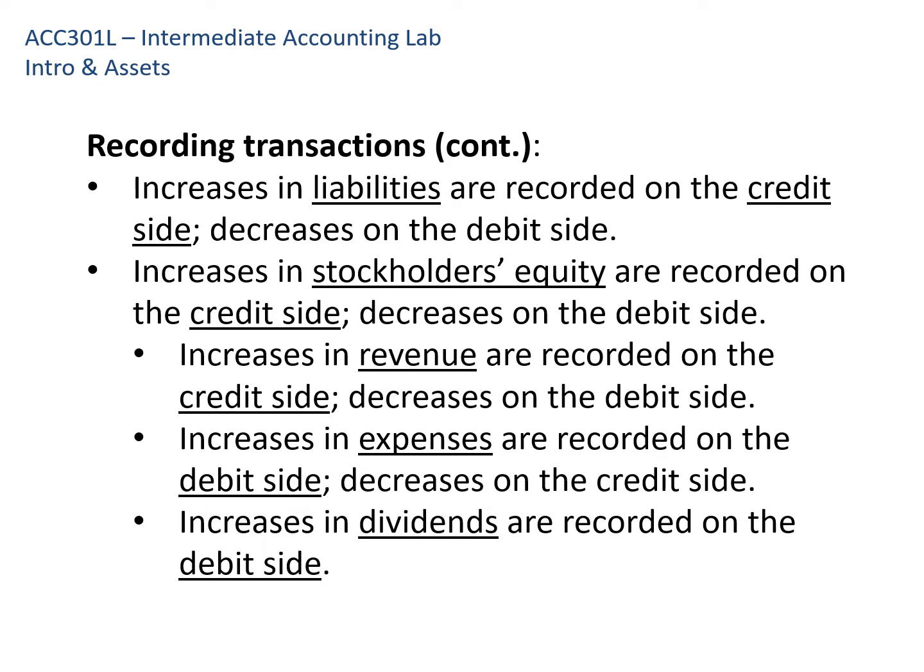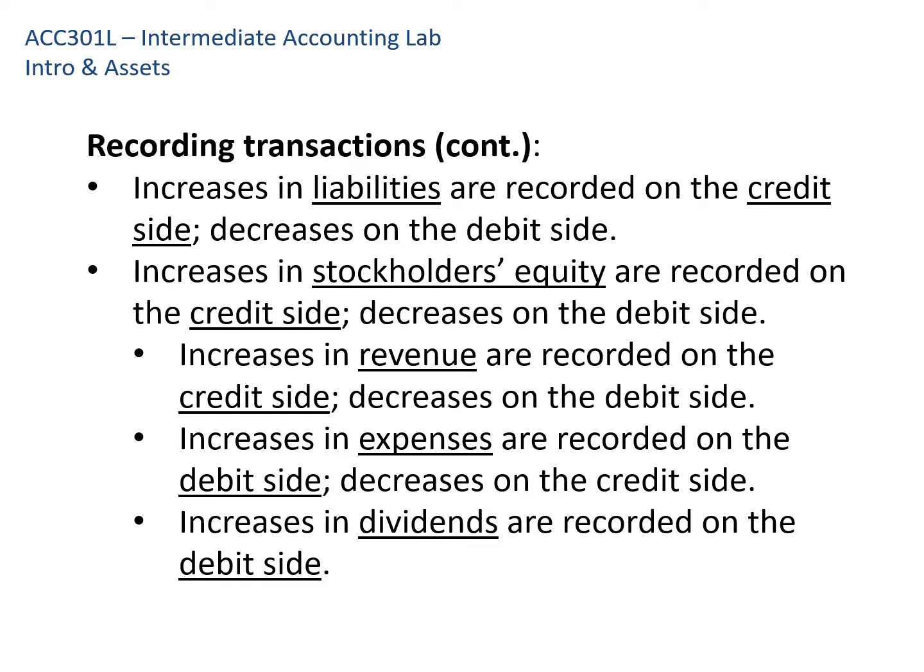An increase in revenue, which pulls up stockholders' equity, would be recorded with a credit. An increase in an expense, which pulls down stockholders' equity, would be recorded on the debit side. And increases in dividends, which pull down stockholders' equity, would increase on the debit side as well. So those are the rules, just straight up telling you them.